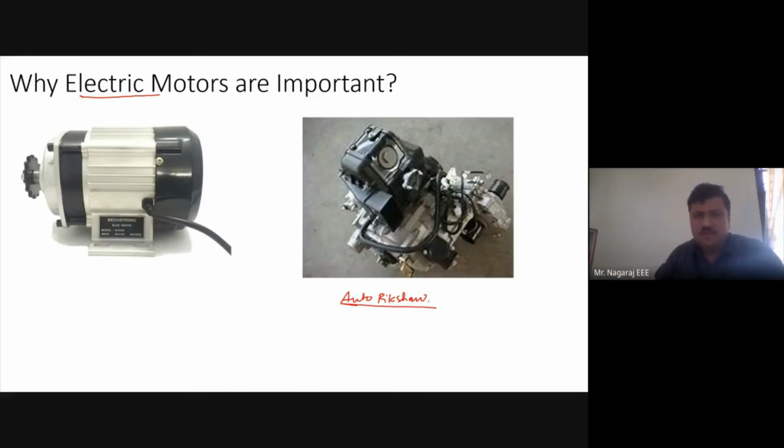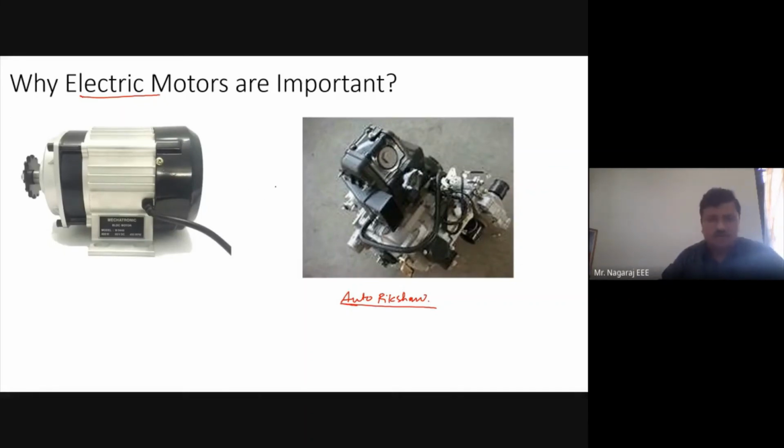Actually, the first attempt for locomotives was done by electric motors only. Because of non-availability of better charging, they were dropped. But after a century, electric motors are again gaining their share in locomotives, or in transportation. Electric motors are very simple in their usage. The maintenance of electric motors is very, very less when compared to an engine. I am giving this comparison only for electric vehicles. There are many other applications which tell us why electric motors are important.